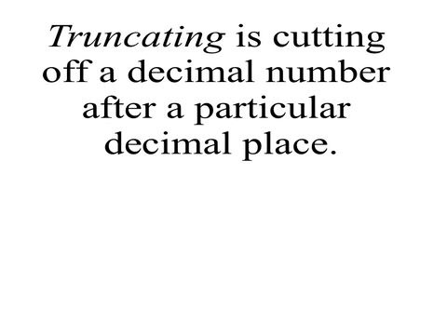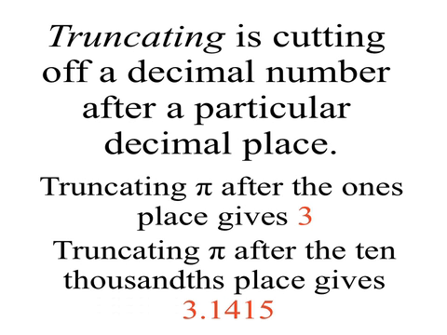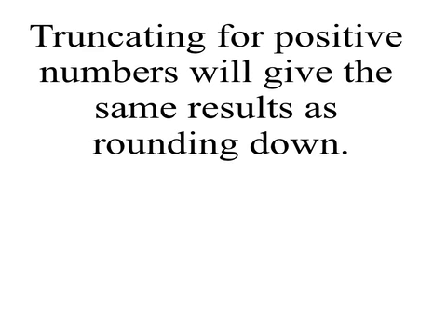Truncating is cutting off a decimal number after a particular decimal place. So truncating pi after the ones place gives 3. Truncating pi after the 10,000ths place gives 3.1415. Truncating for positive numbers will give the same results as rounding down.